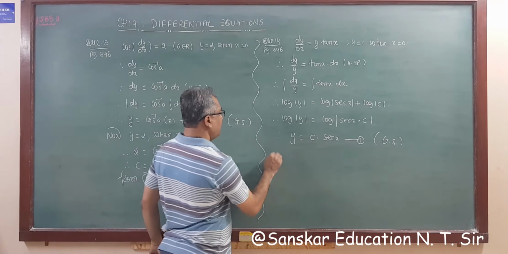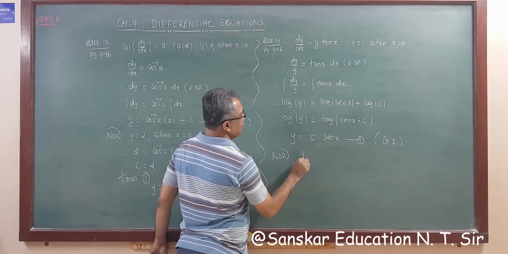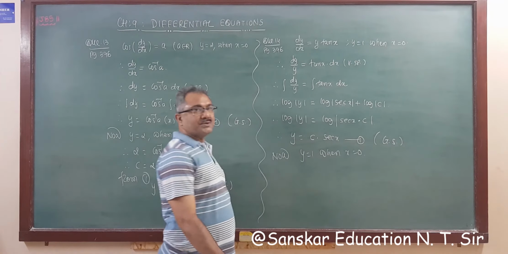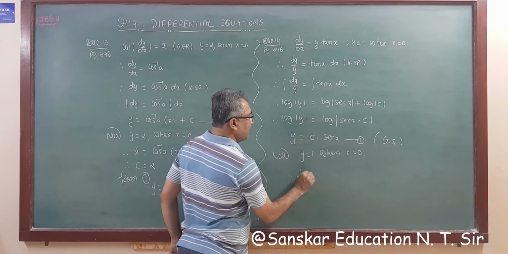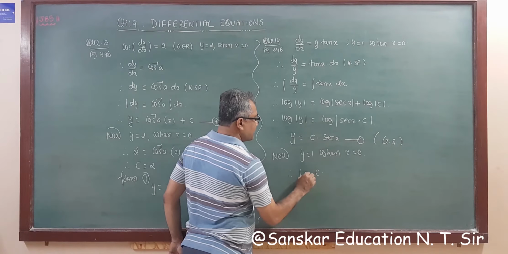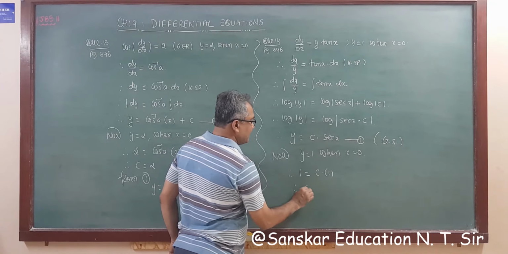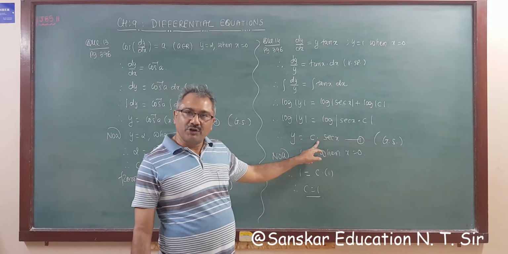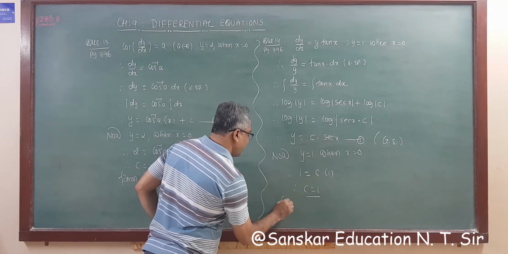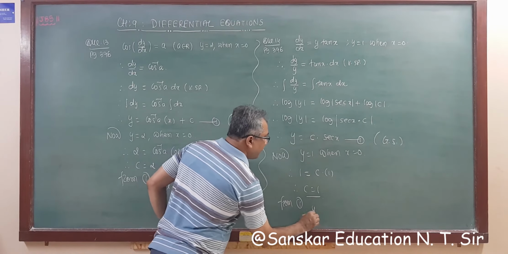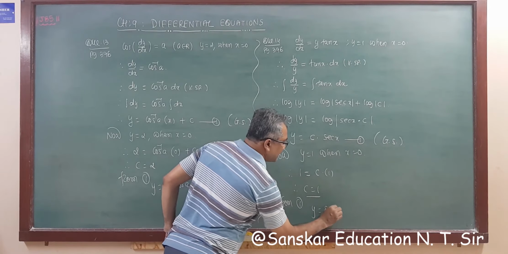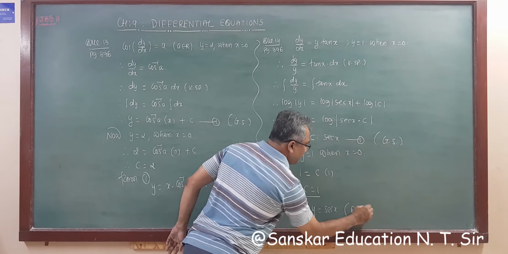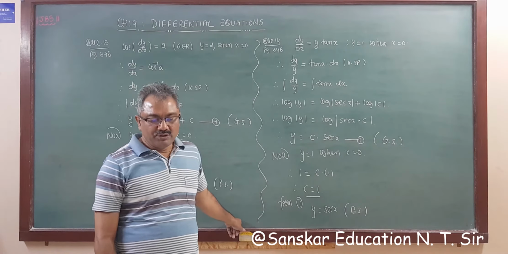Now the condition is given. So y is equal to 1 when x is equal to 0. So substituting y equal to 1 here, we get 1 is equal to c and sec 0. Sec 0 is 1. So the value of c is equal to 1. Substituting this value of 1 here, we get our particular solution. So from 1, y is equal to sec x, right? Which is your particular solution, not the general solution. It's a particular solution. y is equal to sec x.